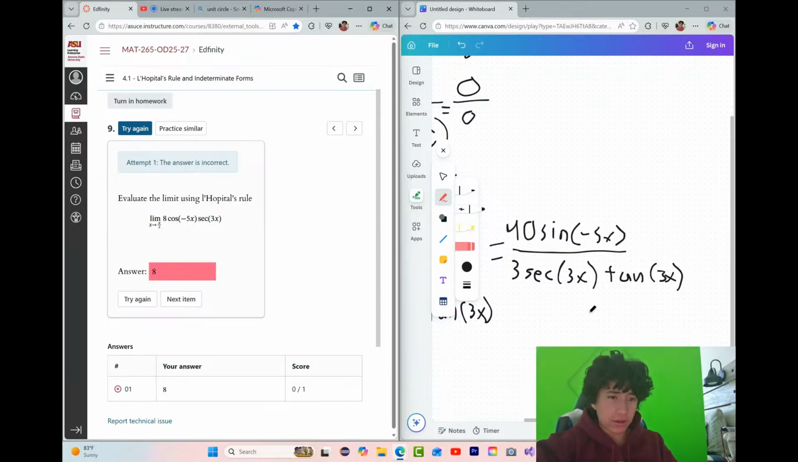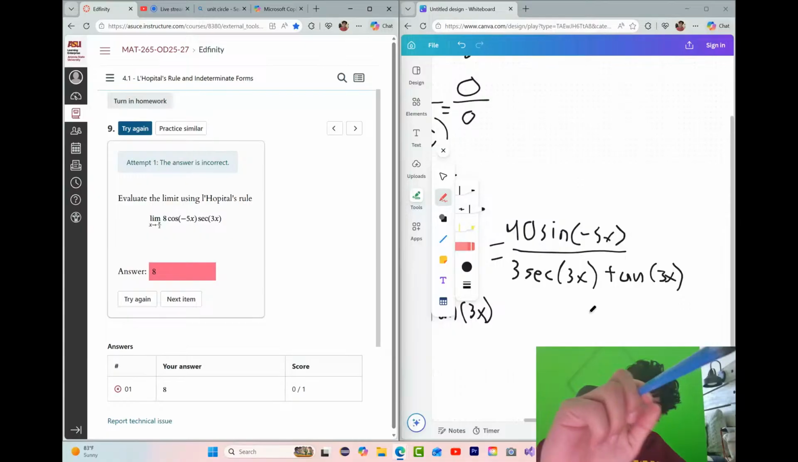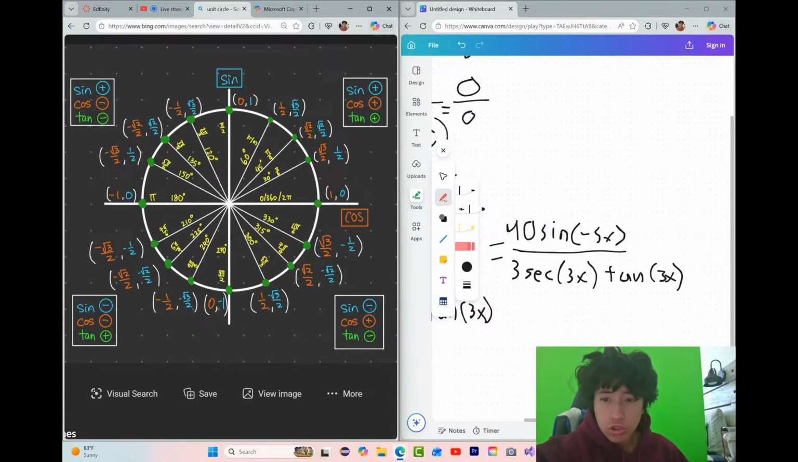So now we check if we should apply L'Hopital's rule by plugging in pi over 2. So 40 sine of negative 5 pi over 2. Let's see. Negative 5. Oh yeah. So let's go back to the unit circle. So we have negative 5 pi over 2. Negative pi over 2, negative 3 pi over 2, negative 5 pi over 2 right here. Hold on. Why did he say pi over 2? I'm actually getting a little concerned.